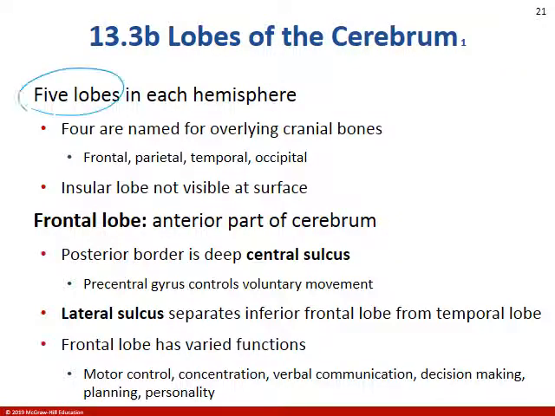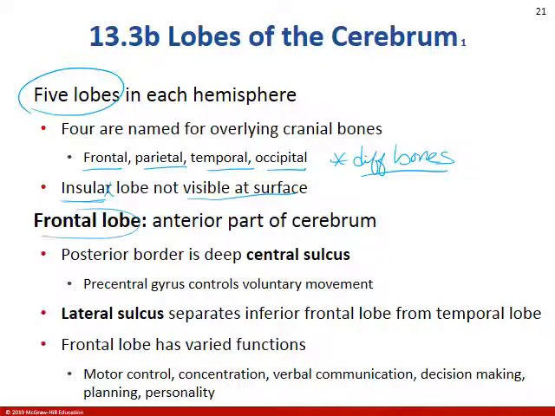The 5 lobes are the last items that we're going to look at in this part 1. We have the frontal, parietal, temporal, and occipital. They're a little bit different in location than the bones, so it's not an exact matchup, but the terms are the same. And then there's an insular lobe, or insula, sometimes you'll see it without the R, and it's not visible at the surface.